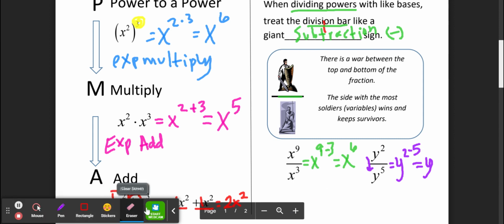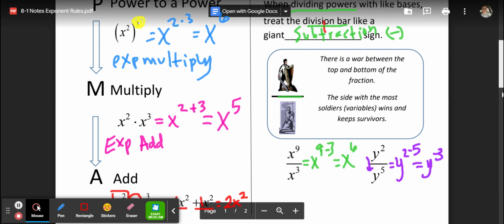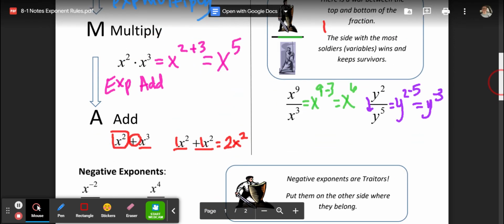Let me erase that real quick here. Okay, so we have y, and we have -3. So this is all good. We got the right answer, but we can't leave it as a negative. So the rules about negative exponents, and if you look down a little bit further at your paper, let me scooch this down so you can kind of see what happens.